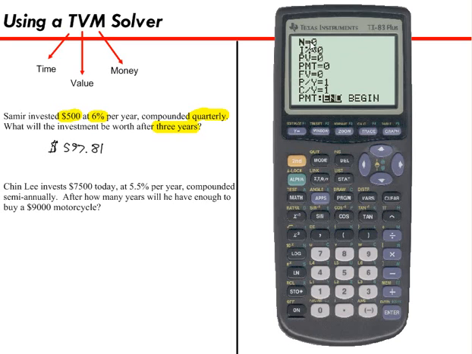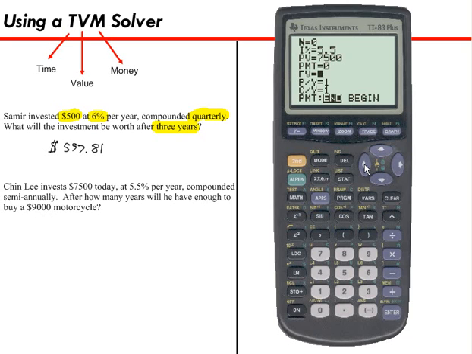Now we have to enter in our knowns and unknowns. N, number of years. Well, the question asks after how many years, so that's my unknown. I'm solving for the number of years that Chin Lee's going to have to wait before he can buy that nice motorcycle. So I'm going to leave that as 0. The interest rate is given as 5.5, and I'll just type that number straight in. Then I'll hit enter. Present value, he's investing $7,500. Payment I'll leave as 0. The future value, well, he wants eventually to have $9,000.